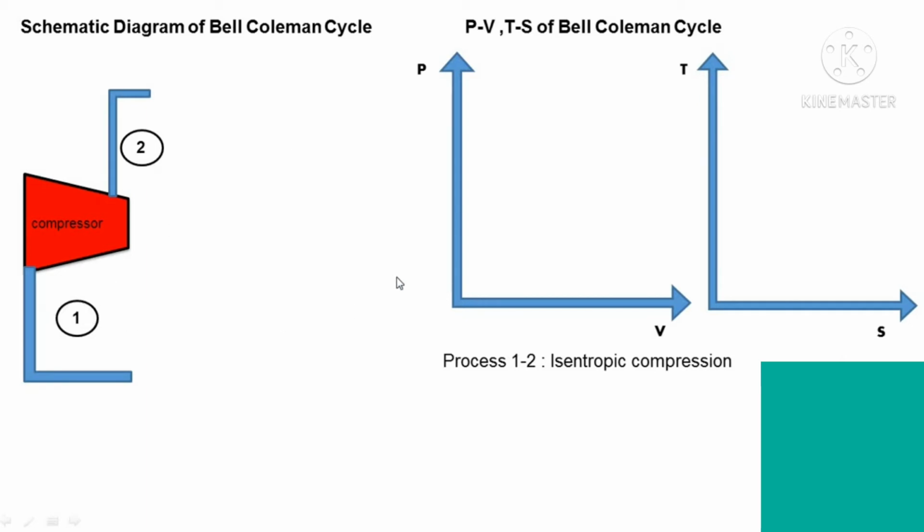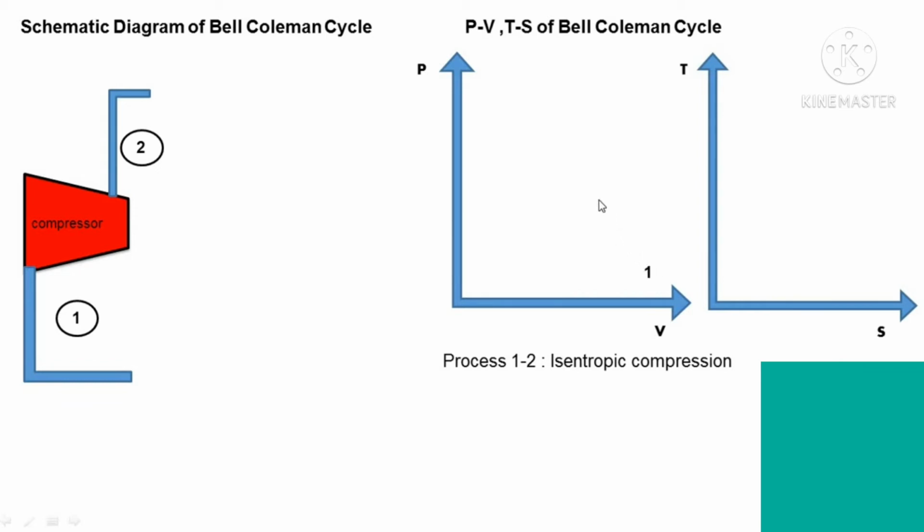Now how to represent this process on the PV diagram? We can see that at inlet to the compressor, the pressure of the air is low and it has a large volume, so point 1 comes at the right side of the volume axis and at lower pressure. When it gets compressed, its pressure increases from P1 to P2. Initially it has the low pressure P1 and volume V1.